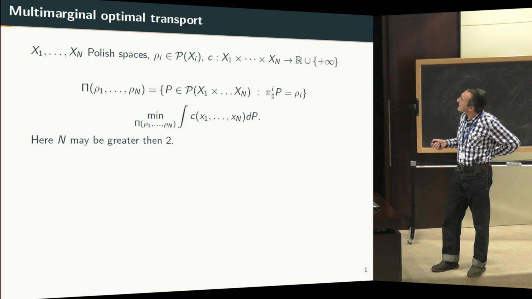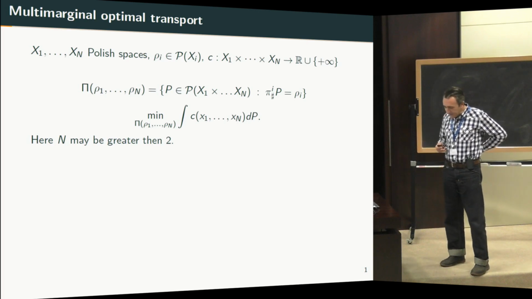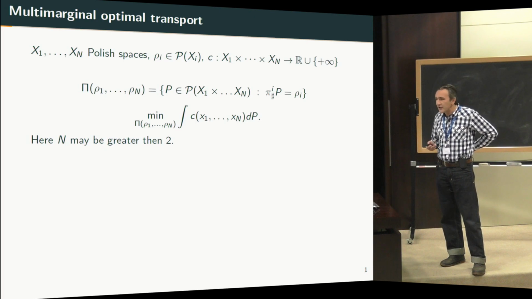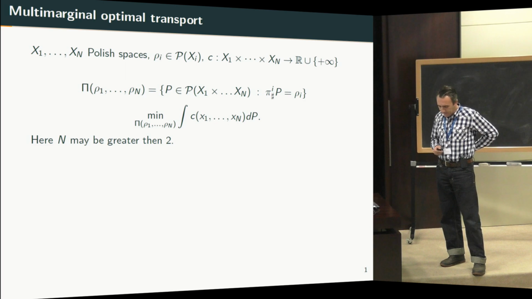And we try to minimize the linear cost of the transport plan. Here n will be greater than 2. Of course, even n equal to 2 is multi-marginal, but the nature of the problem is deeply different. So whenever we say multi-marginal, we usually mean n is at least 3.